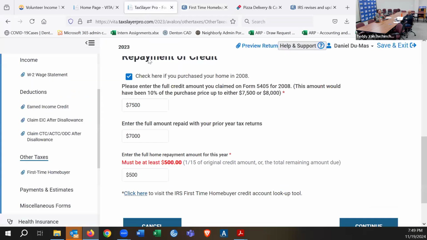And it'll tell you how much was the credit originally claimed for and how much has been repaid. Generally speaking, you can just take however many years it's been between 2008 and the tax year that you're preparing and multiply it by 500. And that will find the amount that has already been repaid. Yep, so 14 years, $7,000, and he's got to repay 500 more, and that will be his last payment.